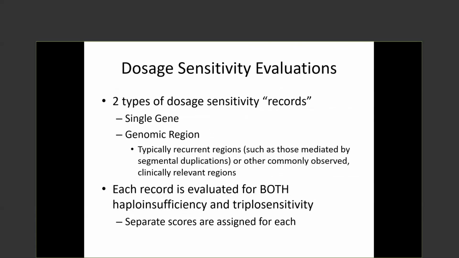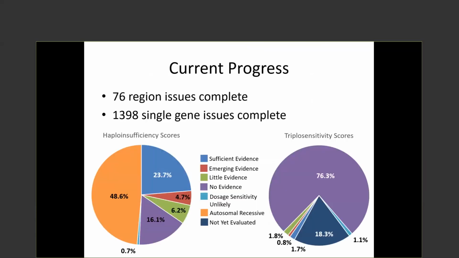Now, there are 2 types of dosage sensitivity records. We have records that are evaluating a single gene and those that are evaluating a genomic region. We most often evaluate single genes, but we do have a number of genomic region records, in particular those recurrent regions that I just mentioned. But we also have some other non-recurrent but clinically relevant regions. Each record is evaluated for both haploinsufficiency and triplosensitivity, so there are separate scores assigned for each of those on each record. And at this point, we've evaluated 76 regions and almost 1,400 single genes.